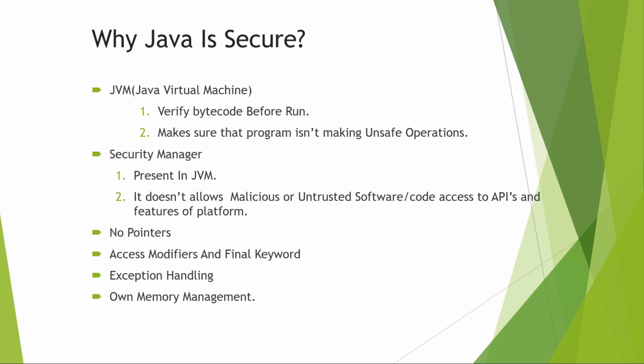JVM will also make sure that the program is not making any unsafe operation. Those are the two things JVM does: it verifies the bytecode before running, and it makes sure the program is not making unsafe operations. Another thing is the security manager.